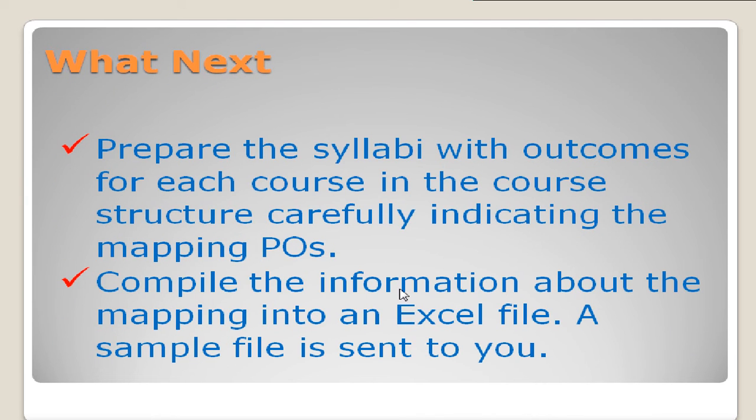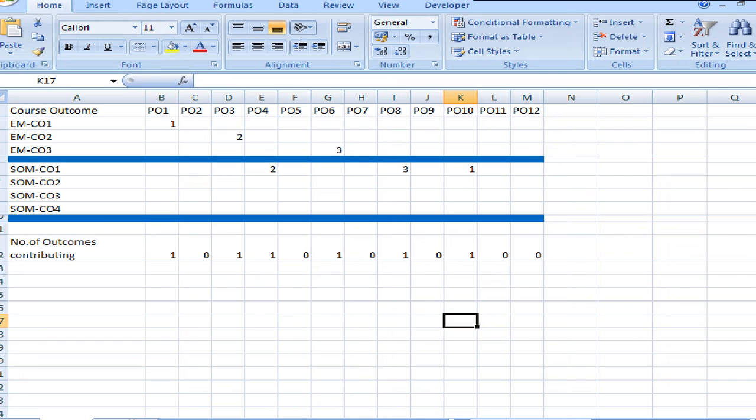The next tasks that we need to take after this are: prepare syllabi with outcomes of each course in the course structure, carefully indicating mapping to POs, and compile the information about mapping into an Excel file. A sample file is sent to you or will be sent to you. It is something like this here.